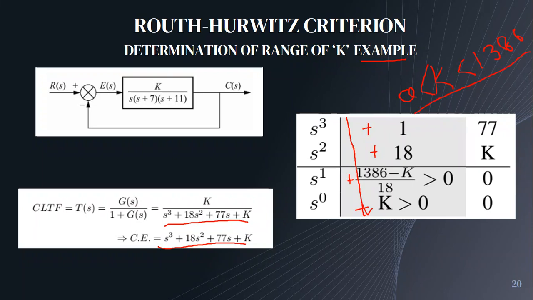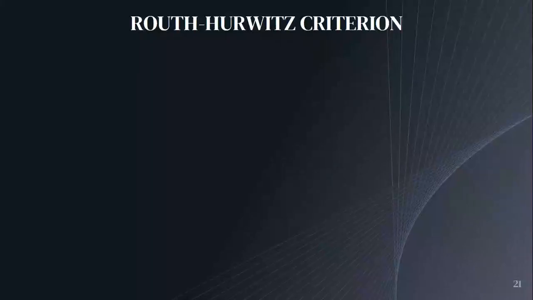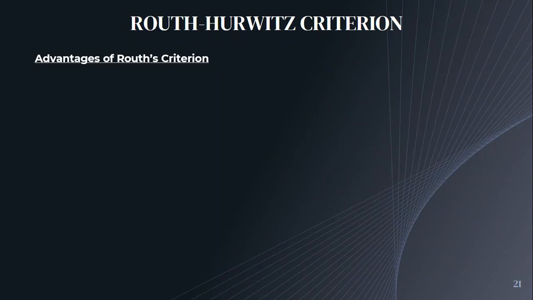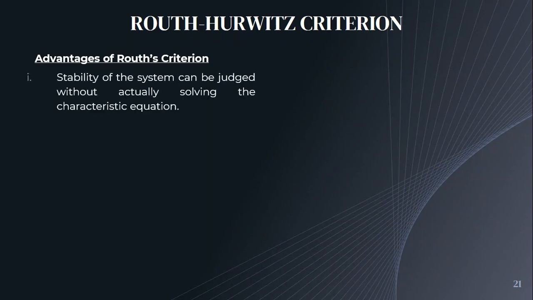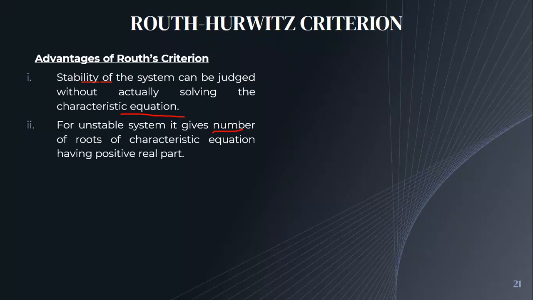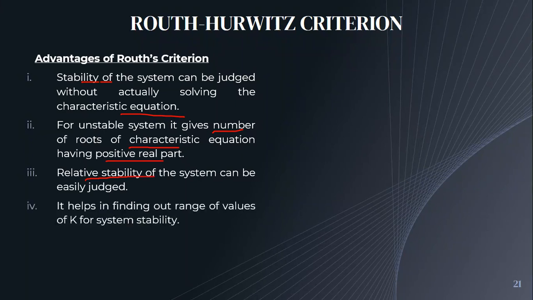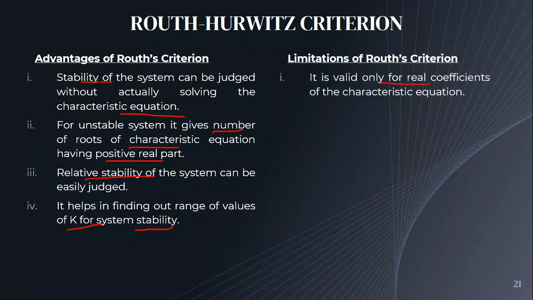So we can use Routh-Hurwitz criteria to determine the range of k. Now we'll talk about some of the advantages and disadvantages of Routh criteria. First advantages, we can judge the stability without solving the characteristic equation. Second, it gives us number of roots having positive real part, right? You can also calculate the relative stability of the system, and we can find out the range of values of k for system stability. There are some limitations, that it is only valid for real coefficients of characteristic equation. If there are any imaginary coefficients, we cannot use Routh-Hurwitz criterion.